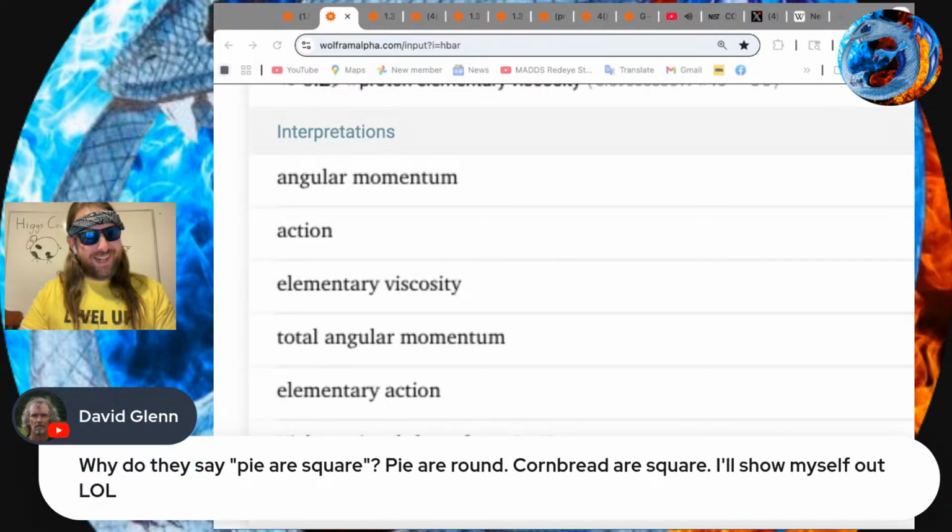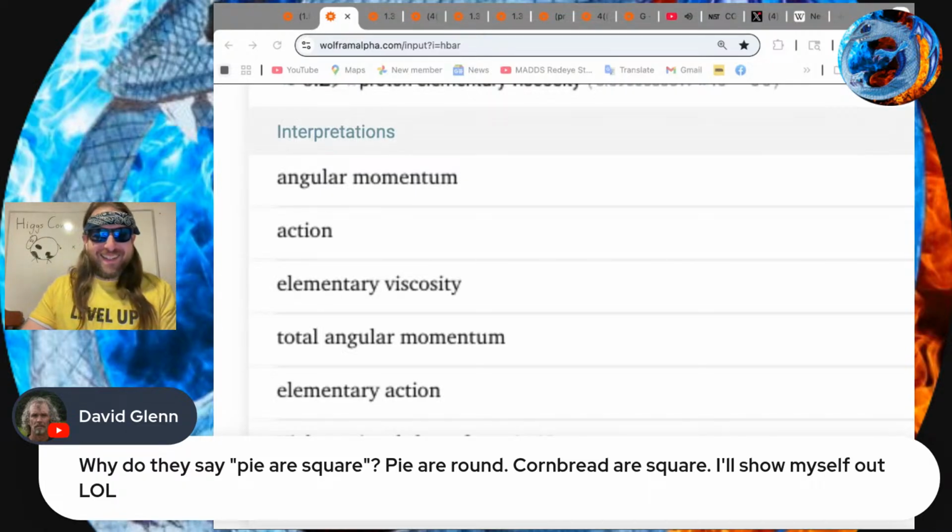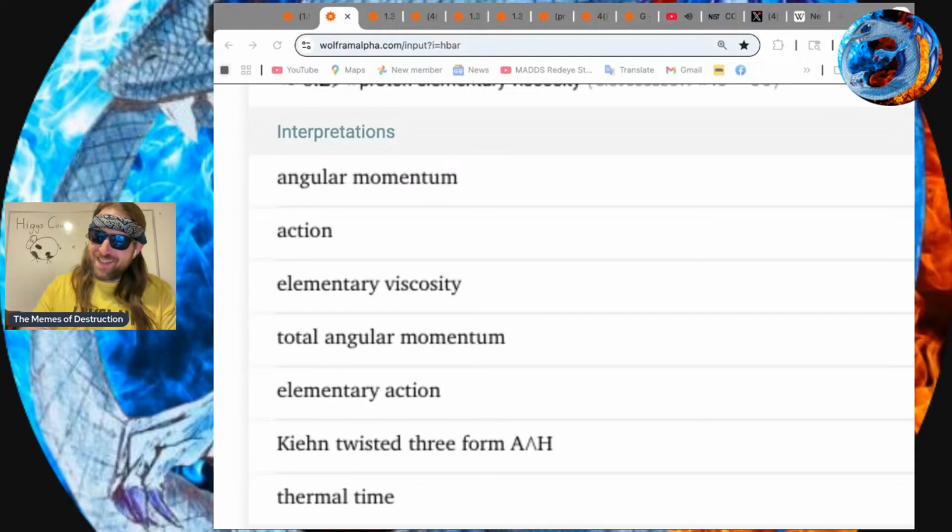There's a comment: why do they say pi r square? Pi r round, cornbread r square. I'll show myself out. Nyuk, nyuk, nyuk. The cornbread constant. God. Pi the sailor. Pi the sailor man. Oh God. The jokes. The jokes.